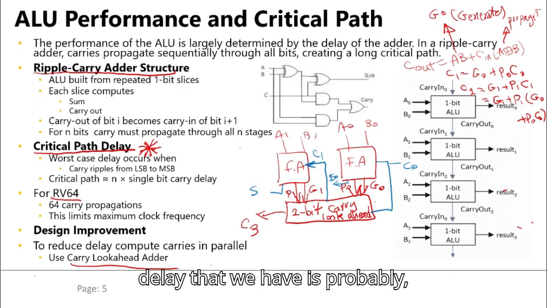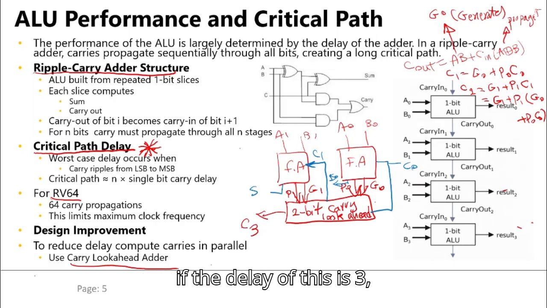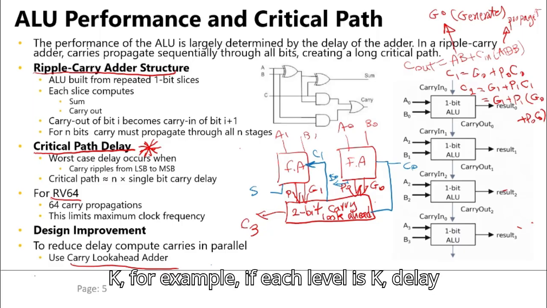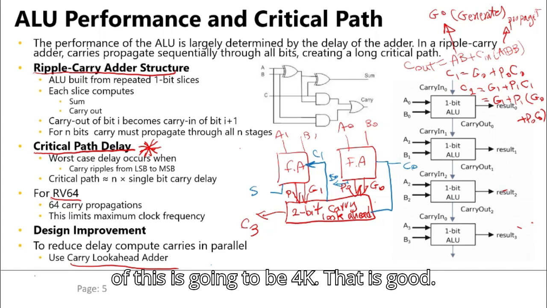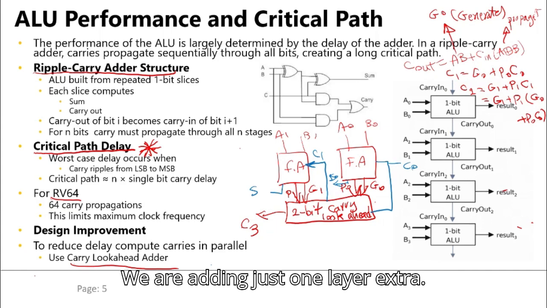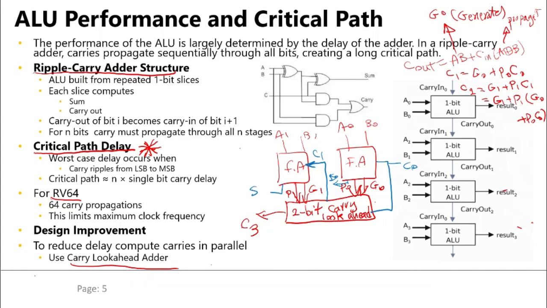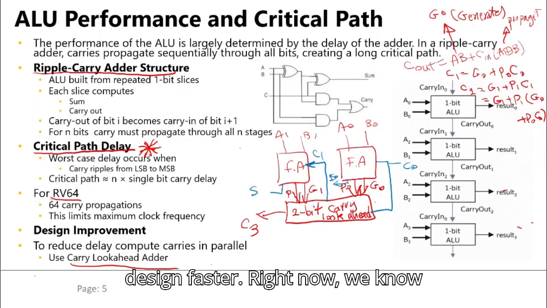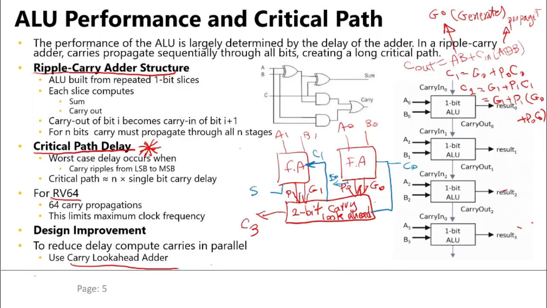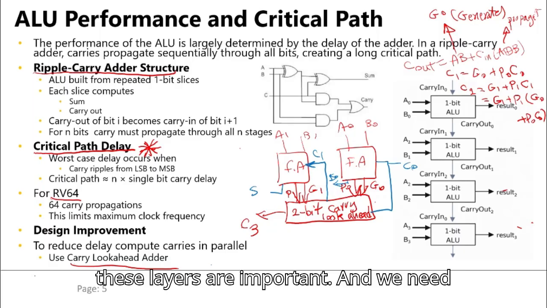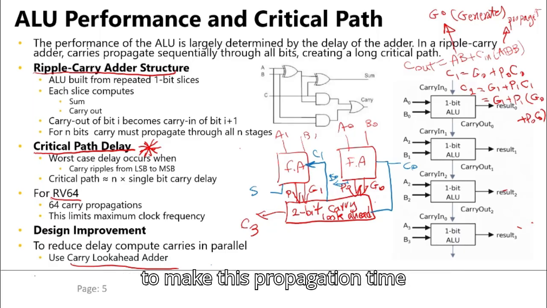Not at the same time. The delay that we have is probably, if the delay of this is 3K, for example, if each level is K, the delay of this is going to be 4K. That is good. We are adding just one layer extra. Okay, so this is how we can design faster. Right now we know these layers are important, and we need to make this propagation time as low as possible.